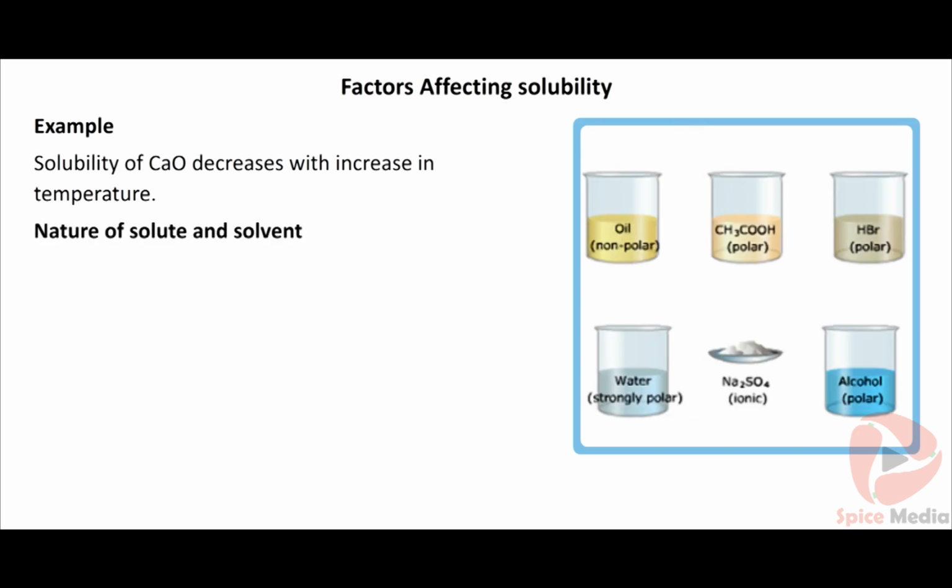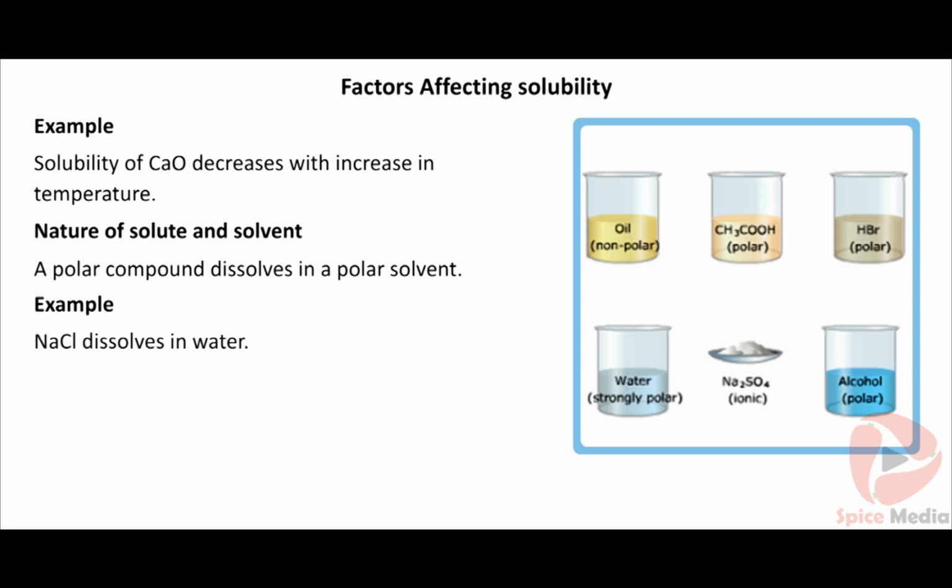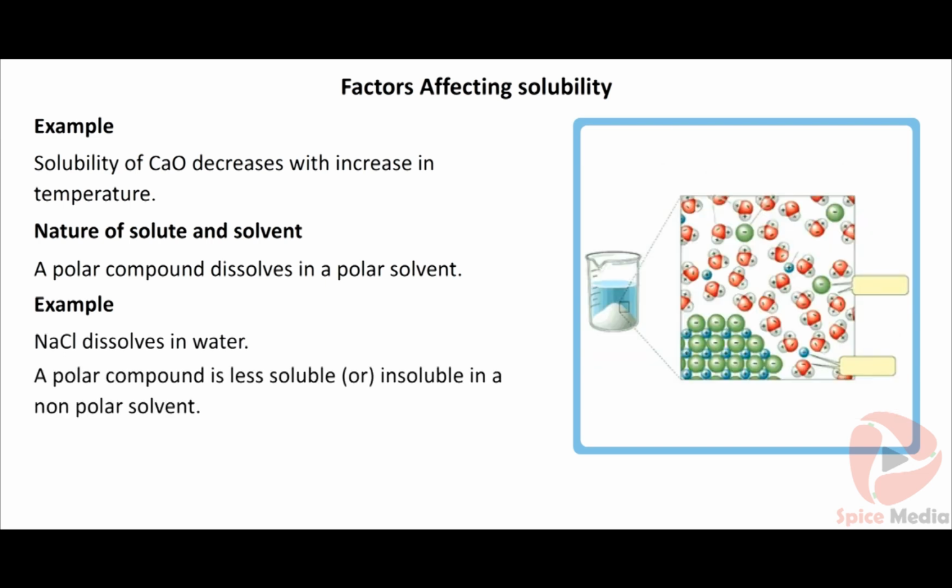Nature of solute or solvent. Solubility of a solute in a solvent depends on the nature of both solute and solvent. A polar compound dissolves in a polar solvent. Example: common salt dissolves in water. A polar compound is less soluble or insoluble in a non-polar solvent.